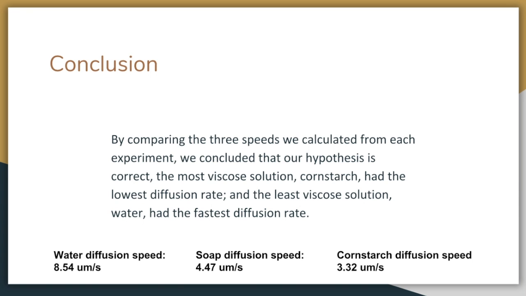Therefore, in our conclusion here, by comparing the three speeds we calculated from the experiment, we concluded that our hypothesis is correct. The most viscous solution, cornstarch, had the lowest diffusion rate, while the least viscous solution had the fastest diffusion rate.